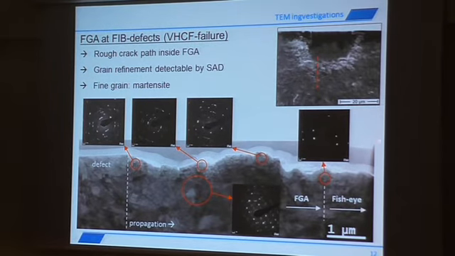And further we can see the transition from FGA propagation to fisheye propagation at this point. From here on we have no more grain refinement, and the value, if we measure it, is just like we would have assumed from the SEM pictures by the roughness of the surface. That fits quite well.